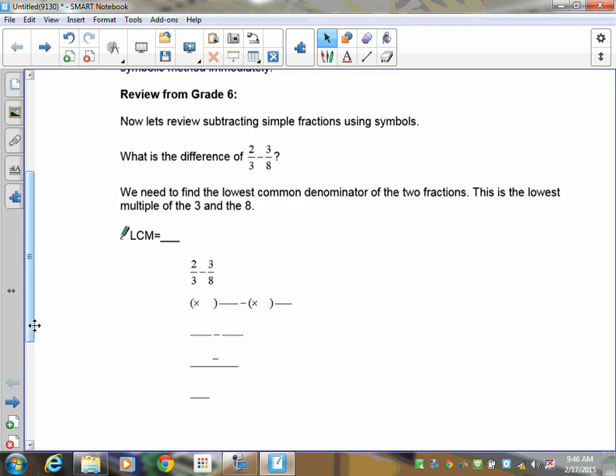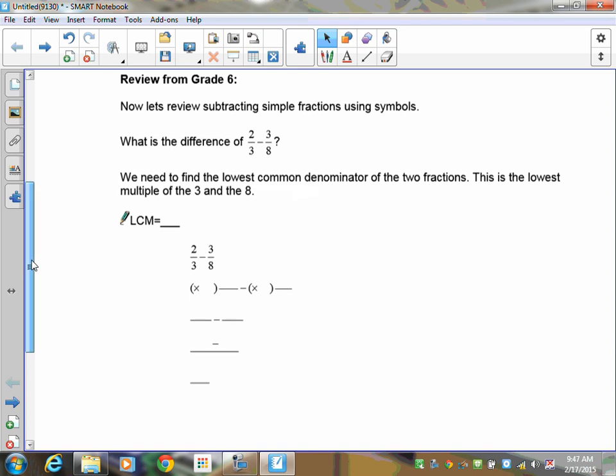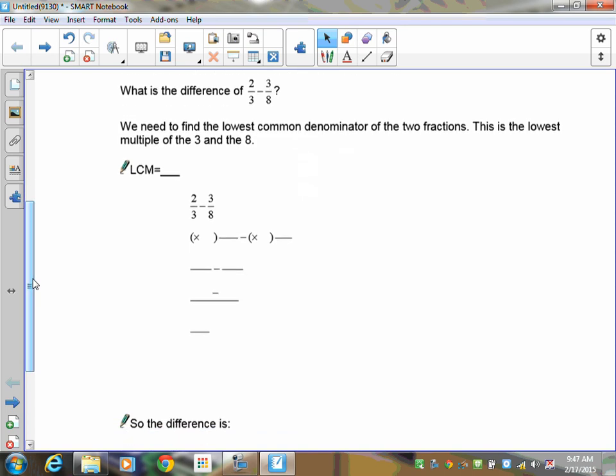So let's do a little quick review of our subtracting. So we've got 2/3 take away 3/8. In this case, I need to find a common denominator of 3 and 8. That is 3 times 8, so that's 24. So that means that I've got a denominator, which is 24 here.